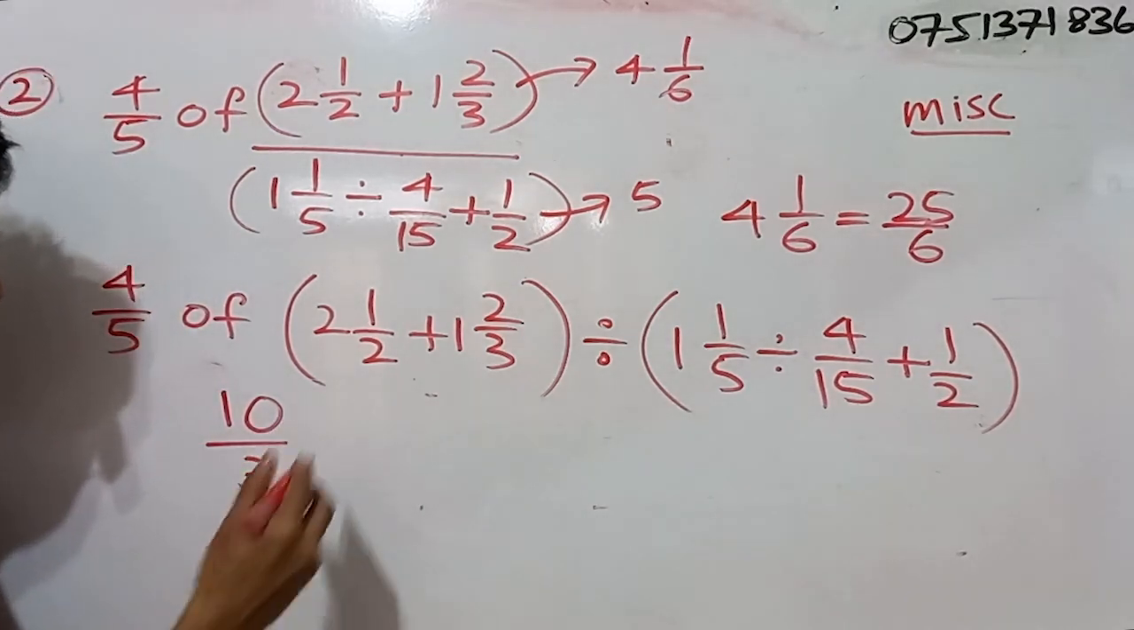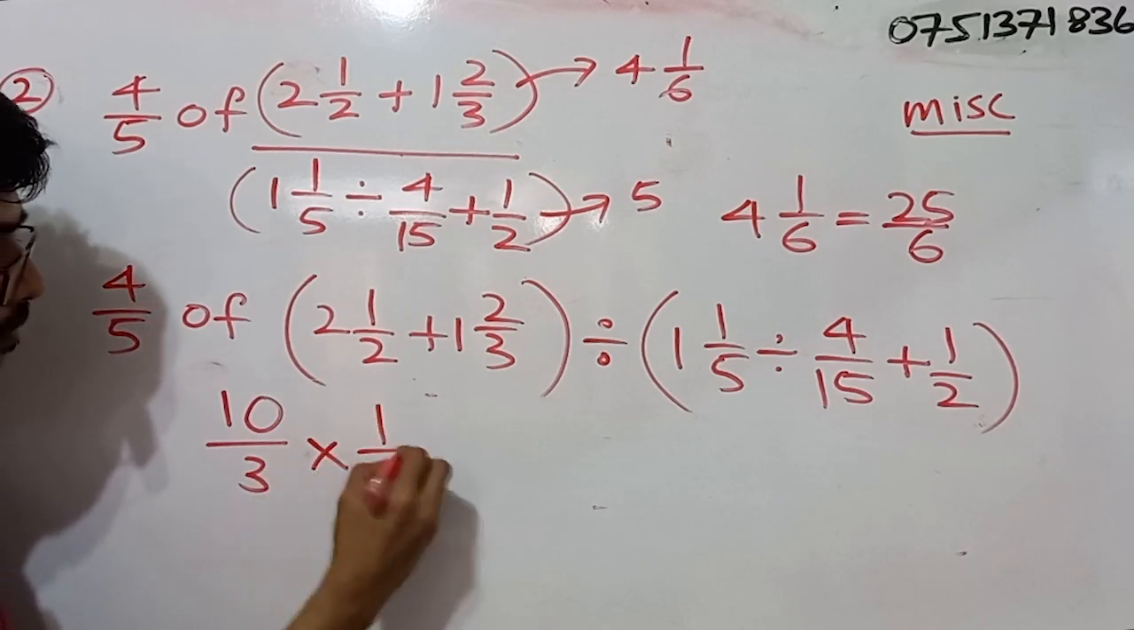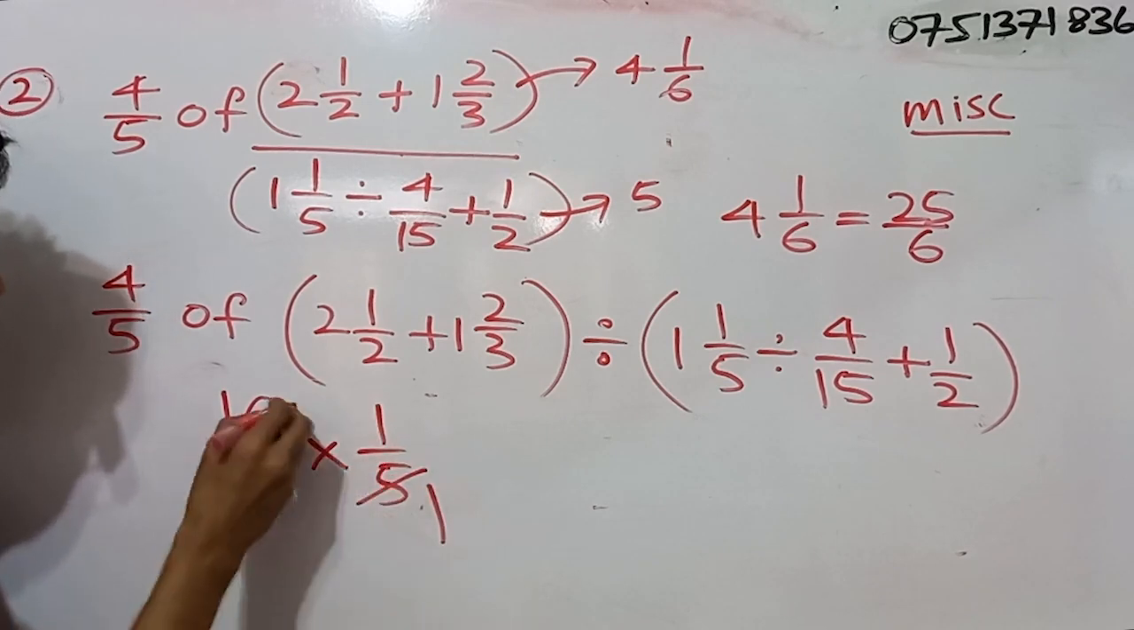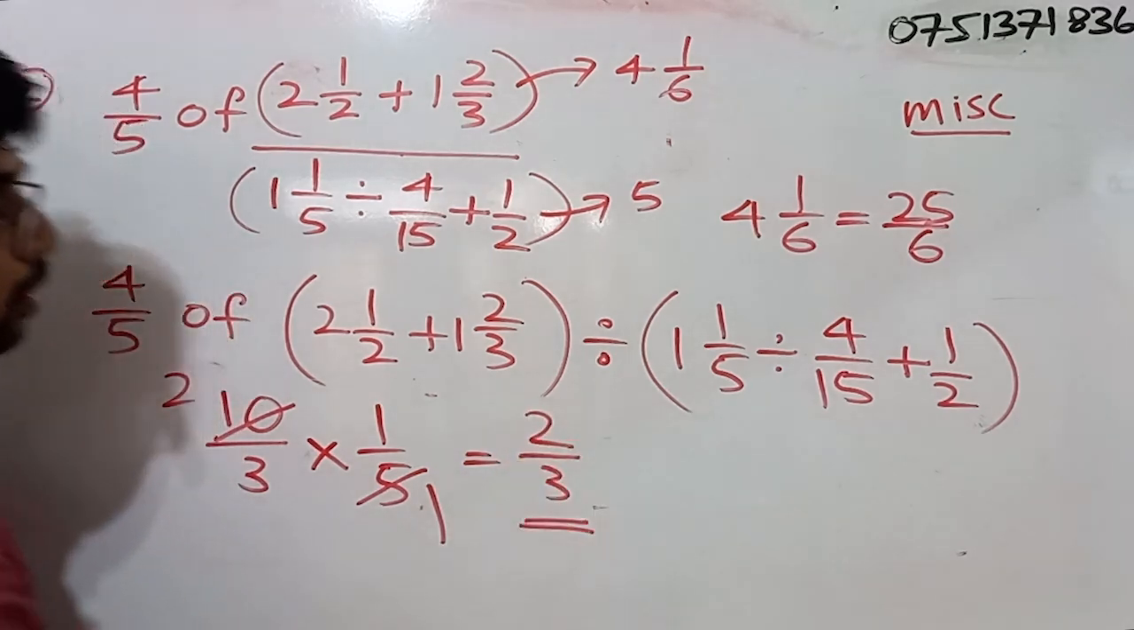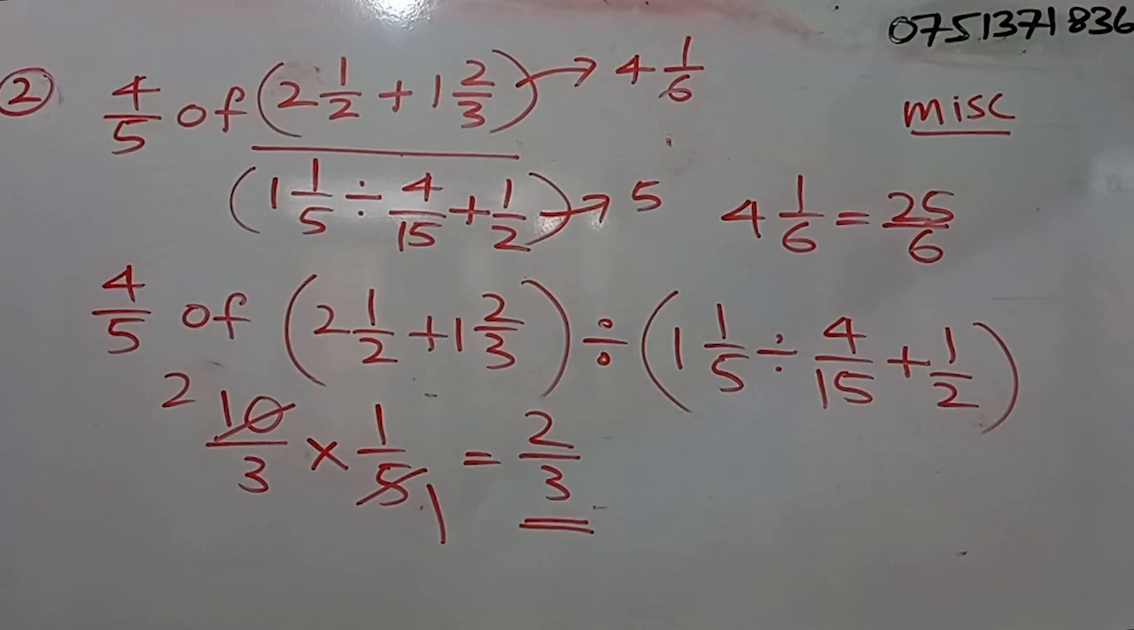So 10 by 3 we have to divide by 5. So I will put it like this. Multiplication by 1 by 5. 5 times 1, 5 times 2. So here the outcome is what? 2 by 3. So for this question, the answer is 2 by 3.